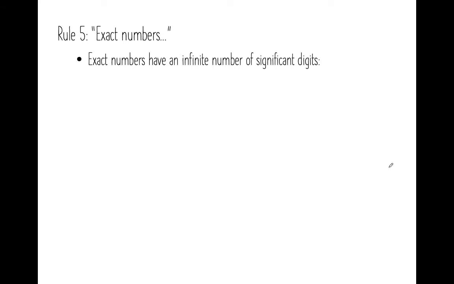Now the last one has to do with exact numbers. This depends on the context, and I'll give you a few examples. Exact numbers have an infinite number of significant digits. And these, especially in chemistry, are shown in terms of conversion factors. What I mean by that, for example, is 1 dozen is equal to 12 eggs, right? And 12 eggs is an exact number, right?